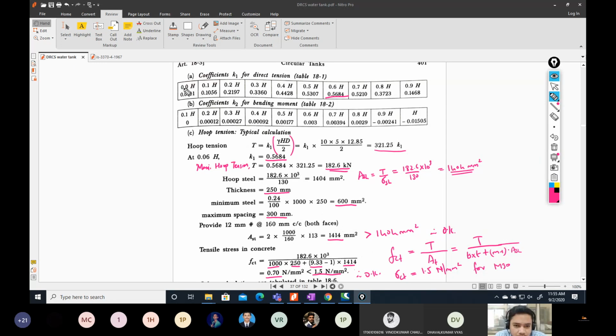You can also make a table and find the corresponding hoop tension and the corresponding steel required at different heights, and also check the tensile stresses in concrete at different heights of the section. Since our thickness is constant throughout, this tensile stress will be satisfied for all the cases. In case you have varying wall thickness, then you also have to check it at different heights. But since the wall thickness is constant, we have checked it for the maximum value, so it will be okay for all the heights.